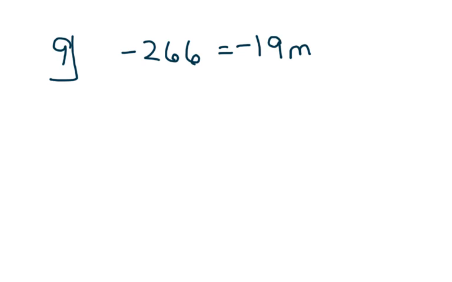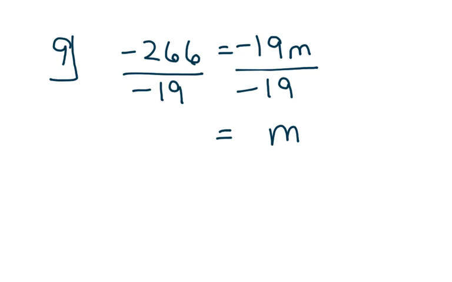Okay, we have number 9. This is 9. We have -266 equals -19m. And basically, I'm going to divide both sides by -19. Opposite of multiply is divide. I'm going to go ahead and divide by -19 because I want a positive m. And that's going to give you 14. Negative divided by a negative is a positive. So my solution set is 14.